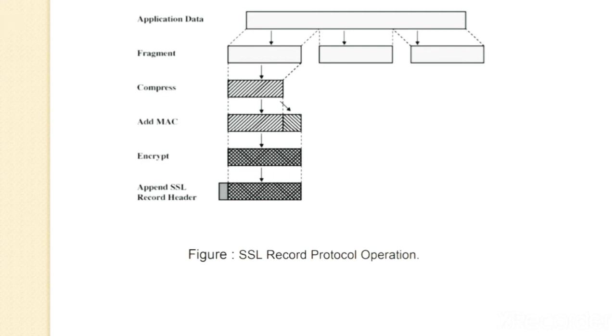Now this is the diagram of SSL Record Protocol operation. It shows, firstly, it takes an application message to be transmitted and fragments it into manageable blocks. These blocks are 2^14, that is 16,384 bytes or less. These blocks are then optionally compressed, which must be lossless and may not increase the content length by more than 1024 bytes. A message authentication code is then computed over the compressed data using a shared secret key. This is then appended to the compressed block.